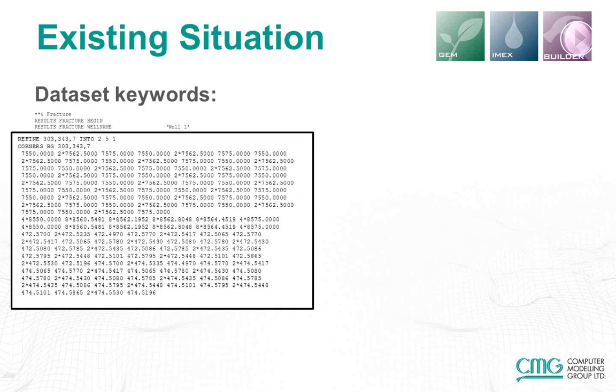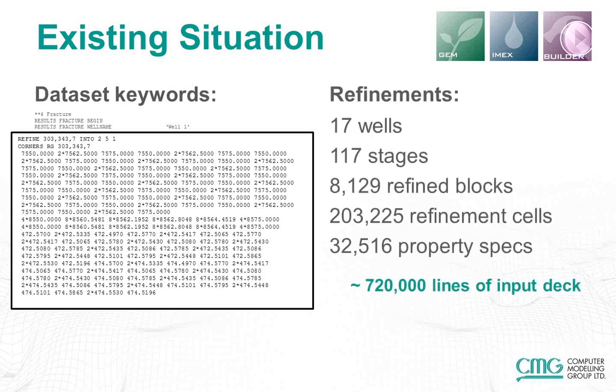So here we have the definition for the refinement around one of the fractures in one of the models. As you can see, it's quite a lot of information, and not all of it is really representative or useful to the user. It's more information used by the simulator. So in a case with 17 wells and 117 stages, this resulted in about 720 lines added to the input deck by Builder.